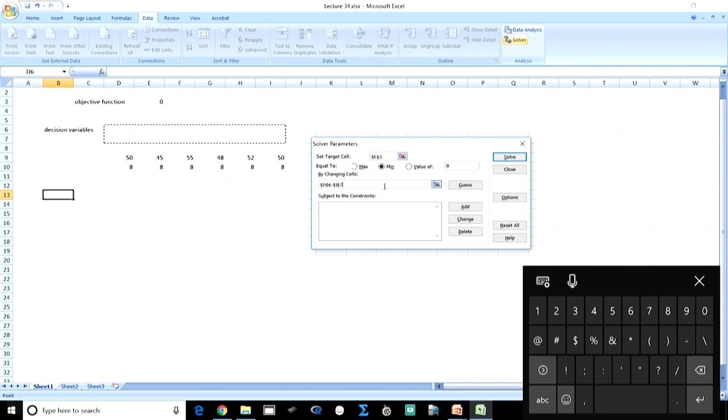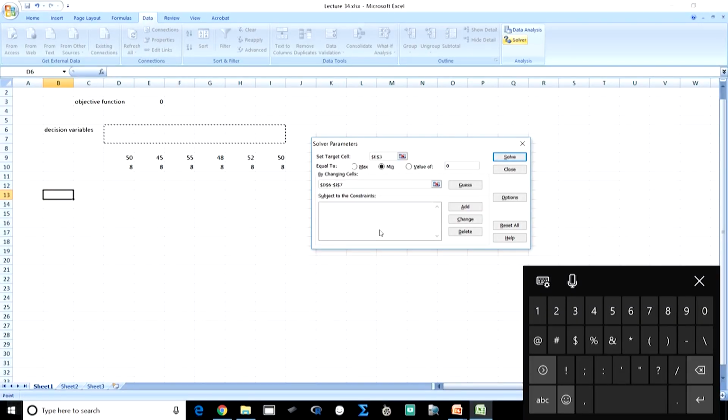By changing cells means that by changing the values of your decision variables, you will be able to get the minimum value in your target cell, and then you have to add the subject-to constraints. If you recall, we had 6 constraints based on the demand and inventory levels. Those constraints we will put here, and by substituting the values of the changing cells, this solver will automatically solve this problem.